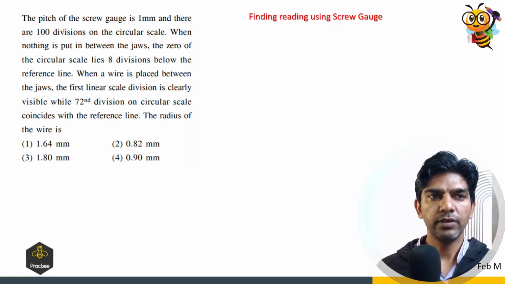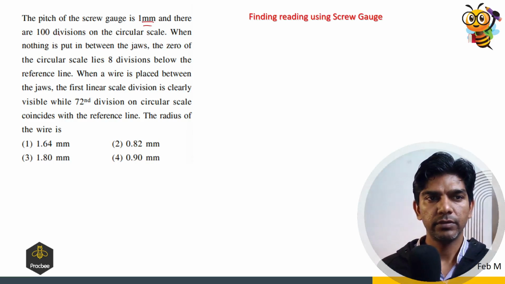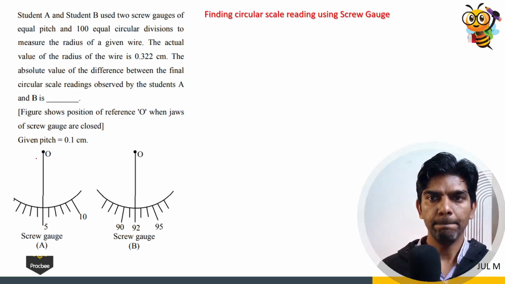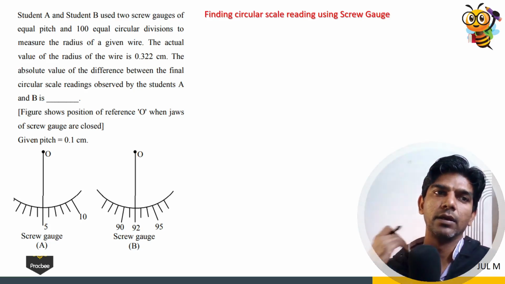Now let us see this question. The pitch of a screw gauge is 1 millimeter and there are 100 divisions. Right, so again this question is repeated. Right, so let us see this question.